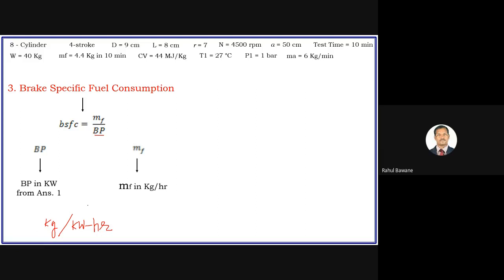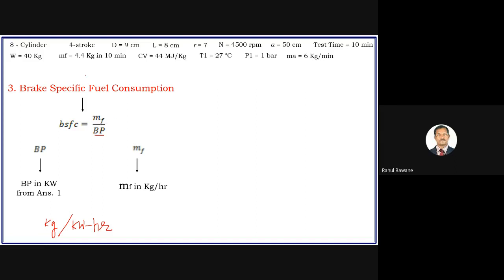This is a very standard unit of brake specific fuel consumption. So we have to calculate your brake specific fuel consumption in this unit only. Even though your mass fuel consumption is given in kg per second or kg per minute, we have to convert into kg per hour so that our final answer will be in kg per kilowatt hour.